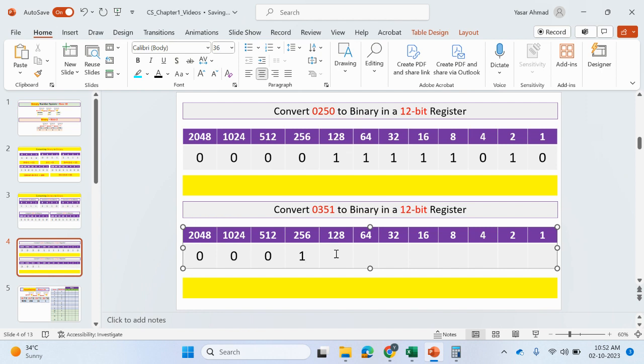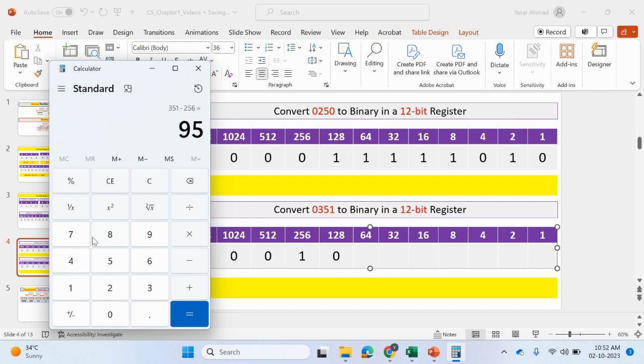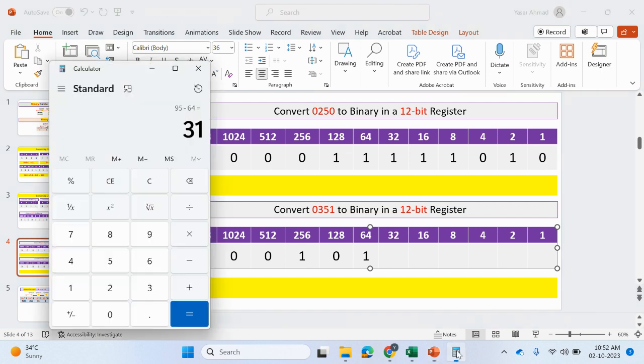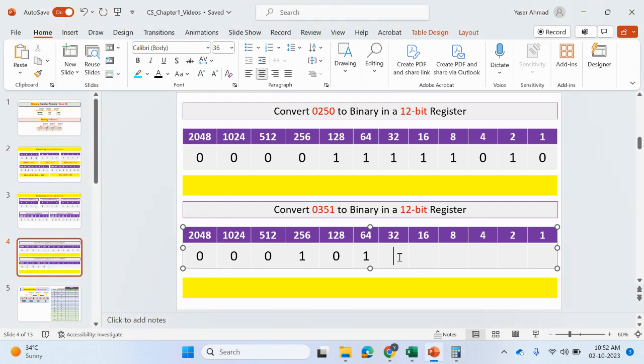Okay, 128 is greater than 95, so we have to put a 0 here. Now what we need to do is 64 is less than 95, so let's take away 64. So take away 64 equals 31. So I'm just going to put a 1 here. 32 is greater than 31, so we can put a 0 here.